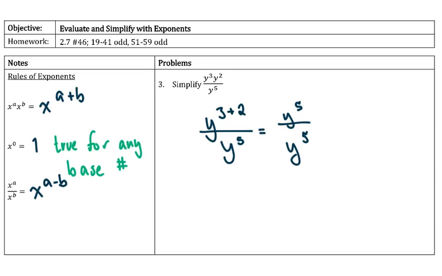Now from here we have two options, and this is how I'm going to prove that this is true. If we use our subtraction rule here, we would then get y to the 5th minus 5, which is y to the 0, because we are subtracting the divided exponents. You also could say, well, this is a fraction where the thing on top of the fraction is the same as the thing on the bottom of the fraction. And if we have the same thing on the top of a fraction and the bottom, that's equal to 1, because they all cancel out.